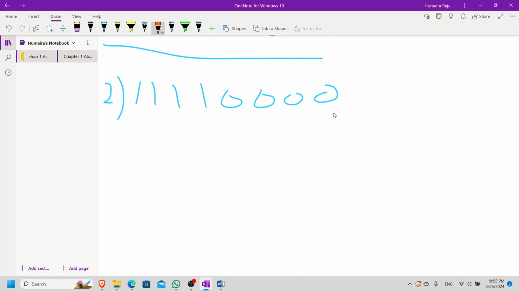If it is 0, you have to convert it to 1. If it is 1, you have to convert it into 0. So simple, 1, 1, 1, 1. This will be 0, 0, 0, and 0, right? This is the conversion for one's complement.